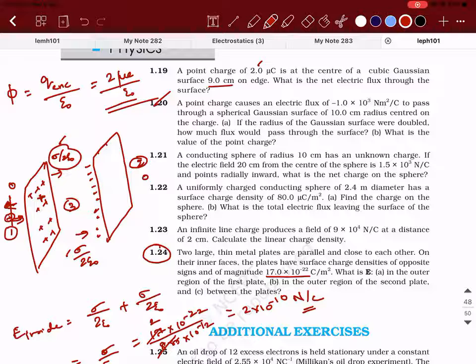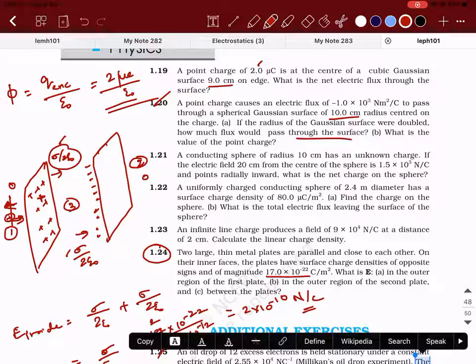Whenever the flux is negative, it means the flux is entering the surface. When can flux enter the surface? Who has a tendency to receive electric field lines? Negative charge. So negative flux means the flux is entering the surface. And the Gaussian surface has a radius of 10 centimeter, centered on the charge. If the radius of the Gaussian surface were doubled, how much flux would pass through the surface?